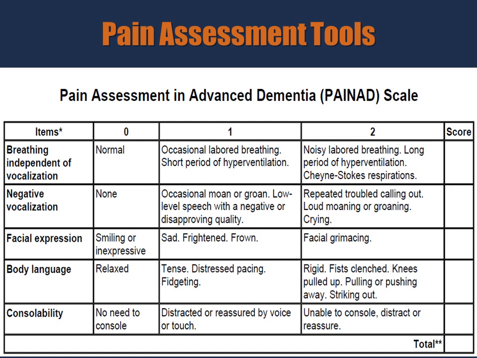The Pain Assessment in Advanced Dementia, or PAIN-AD scale, is a tool that can be used with patients who have dementia or difficulty expressing themselves. The PAIN-AD is scored based on observation of the patient. The tablet will calculate the total pain score, and a score of 6 or higher indicates severe pain.